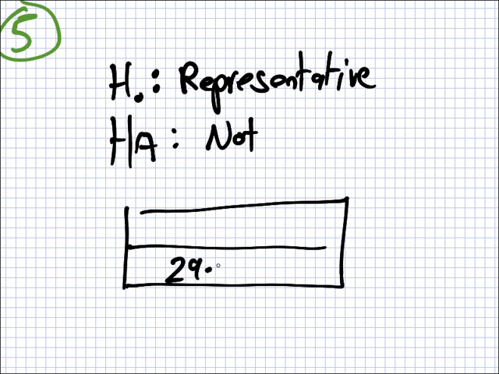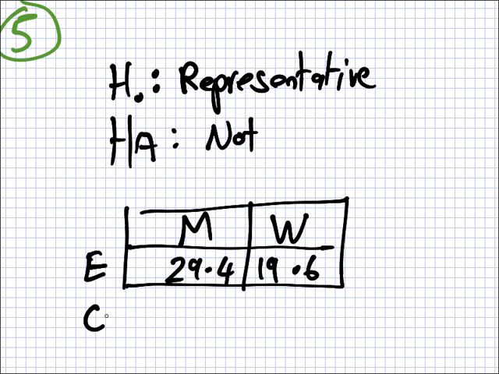29.4 is how many men we expected. And then how many women did we expect? Well, why is it 29.4? That's 60% of 49. Isn't it 60% of men? No, 60% of the population. What's 40% of 49, please? 19.6. That's what we expected, but what we observed was 25 men and 24 women.